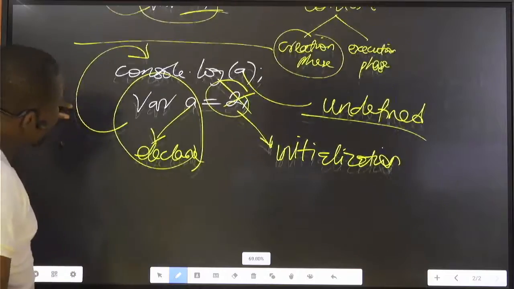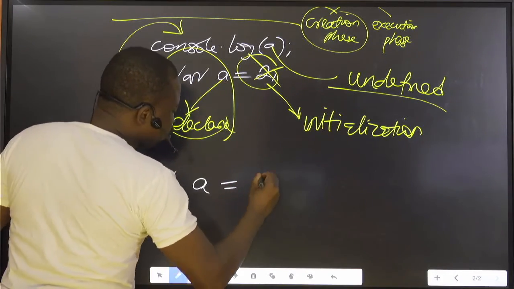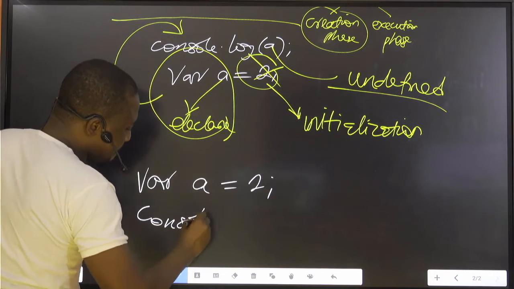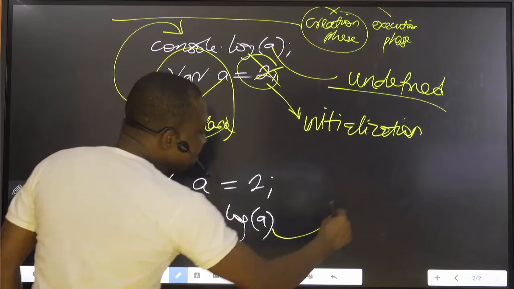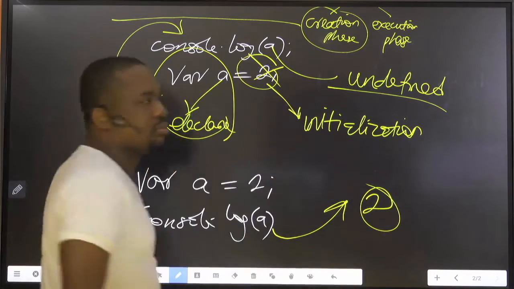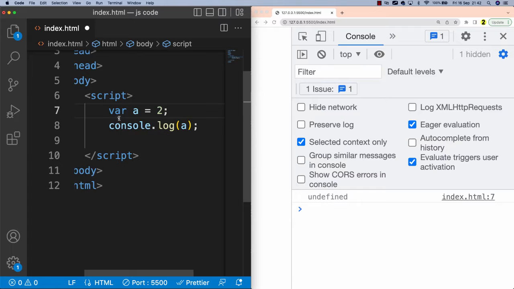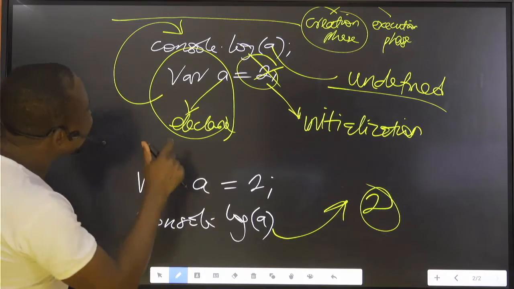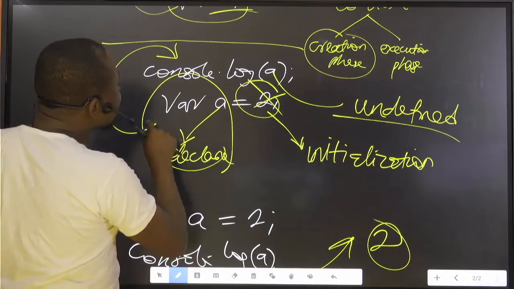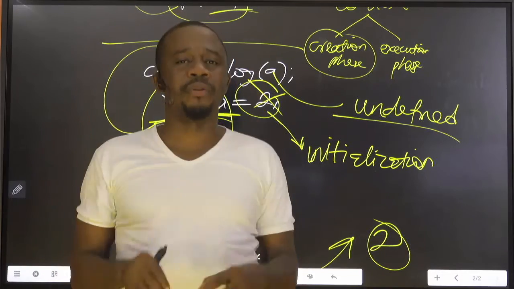But normally, if you have written this code like this by saying var a equals 2, console.log a, you agree with me, this will print 2, not undefined. So let's move this up now. Let's run now. See, it's giving us 2. But why is it printing undefined here? Because it is only this declaration that is lifted up, that is hoisted.